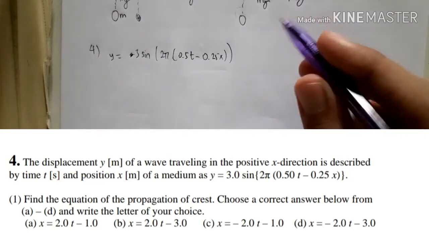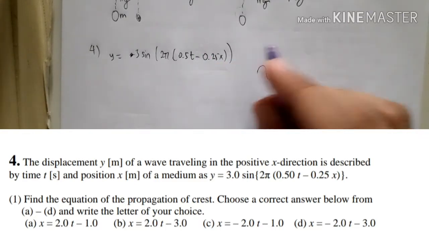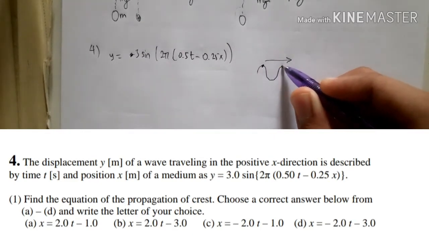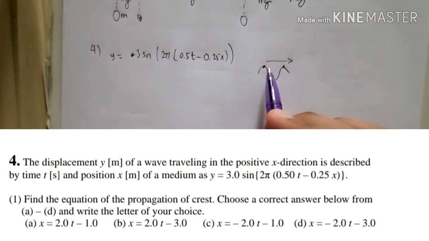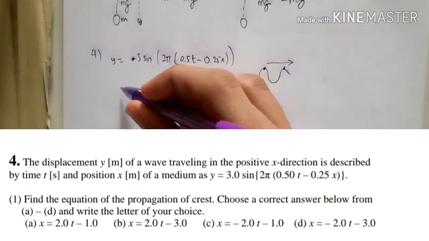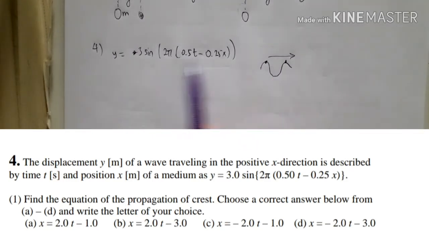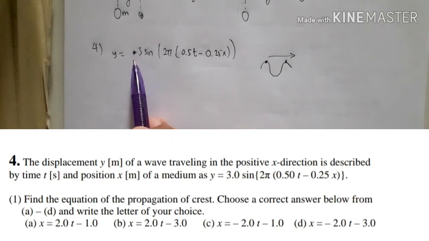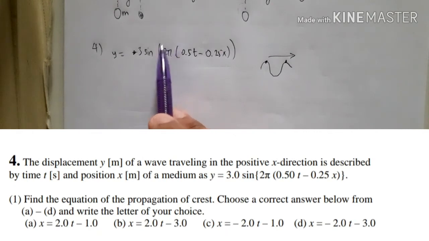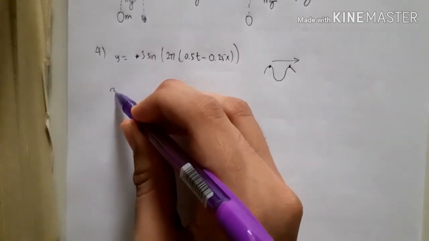So basically, equation of propagation is that when you have a wave like this, the wave is progressive, so it's actually moving that way, but we have to find the equation of the propagation of the crest. This is the crest, so we have to find the equation of its movement. We have the general wave equation, and you see that the highest point this equation can reach is 3, because the maximum value of sine is 1. So the maximum height is 3.